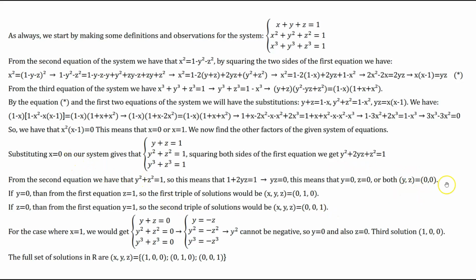If all three terms are 0, we do not satisfy the system of equations up here, so 0, 0, 0 cannot be a solution of this system. Up to now, we deduced two solutions, which are 0, 1, 0 and 0, 0, 1.